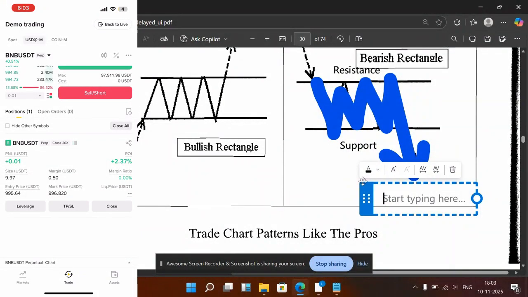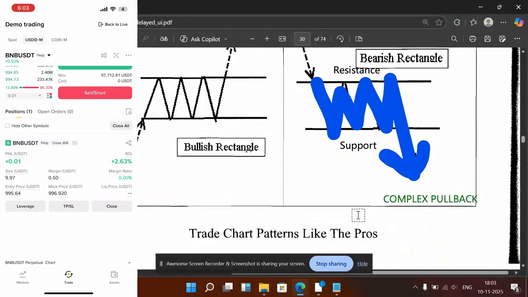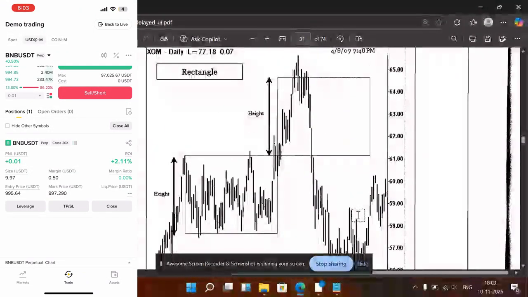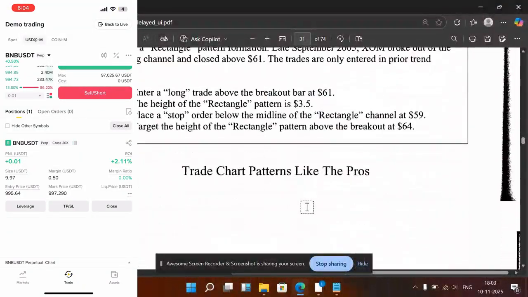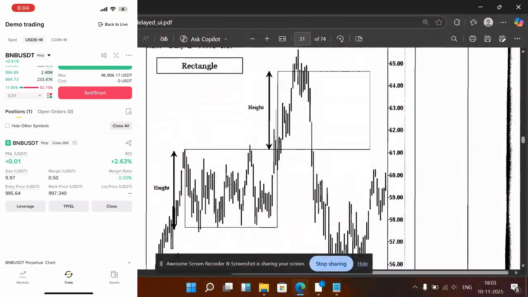But what is this? Please tell me, guys, what is this? I hope you remember. Yup, if you guessed complex pullback, it is correct. It is a complex pullback because the market just pulled out. Now here, this is another pattern. Examples are always better to look at. In trading, always look at graphs, patterns and everything.